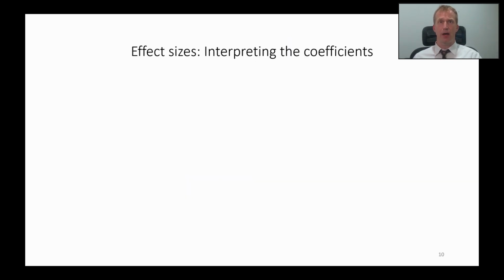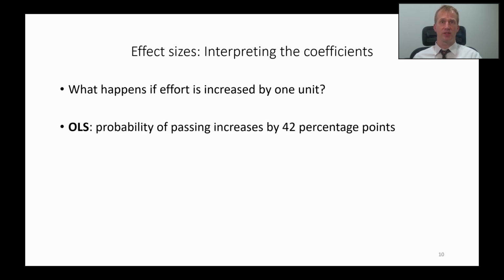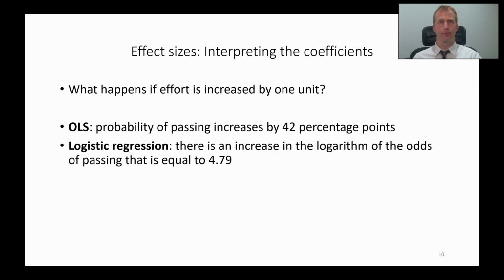So let's consider how OLS and logistic regression would answer the following question. What happens if effort is increased by 1 unit? The OLS answer is straightforward. It increases the probability of passing by 42 percentage points. That's easy to see because the regression coefficient was 0.42. The logistic regression answer is more complicated and less intuitive. There is an increase in the logarithm of the odds of passing that is equal to 4.79.